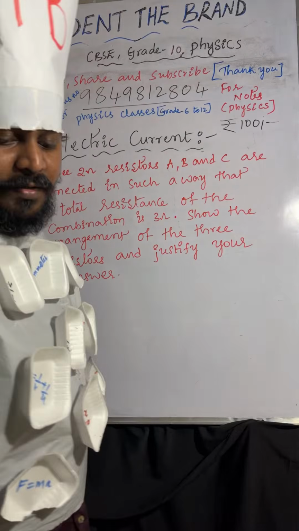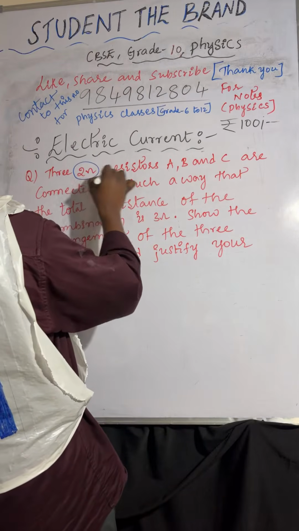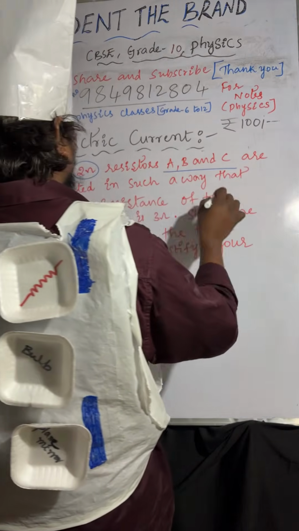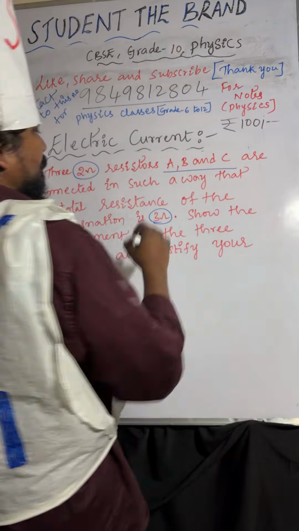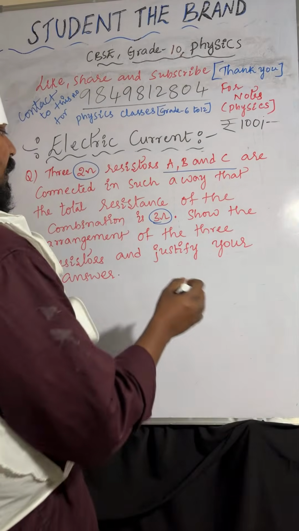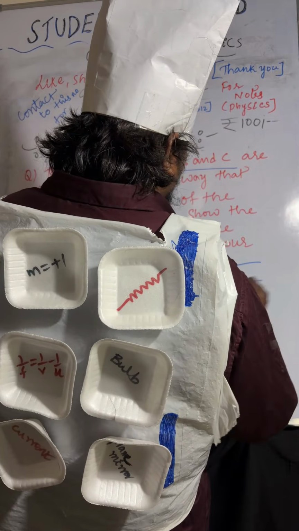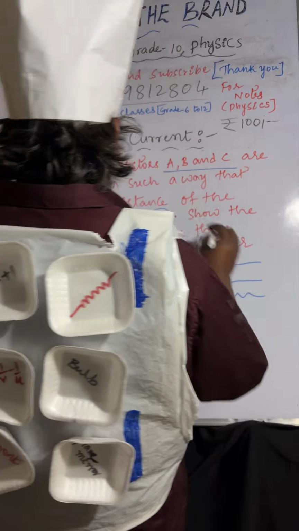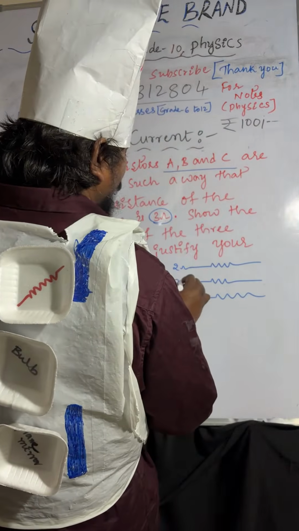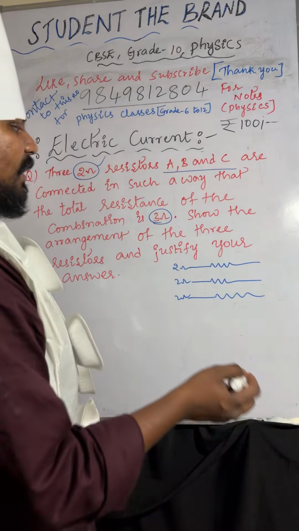Okay, now you can see here it is very simple. Three resistors A, B, C are connected in such a way that the total resistance of the combination is 3 ohm. We have to show the arrangement. Normally I am taking three resistors 1, 2 and 3, each a 2 ohm resistor: 2 ohm, 2 ohm and 2 ohm.